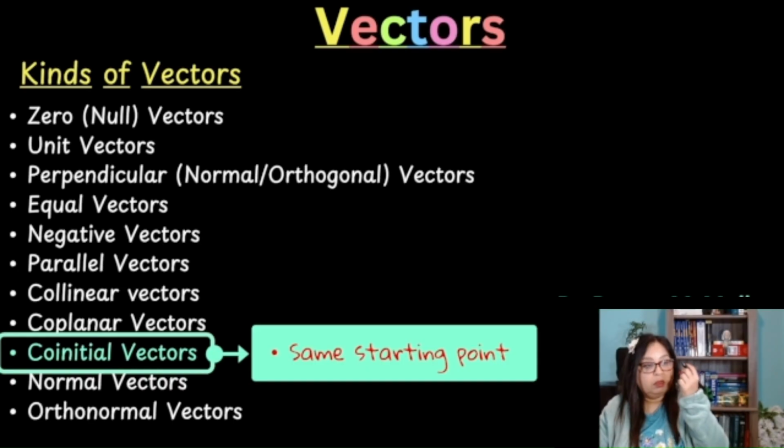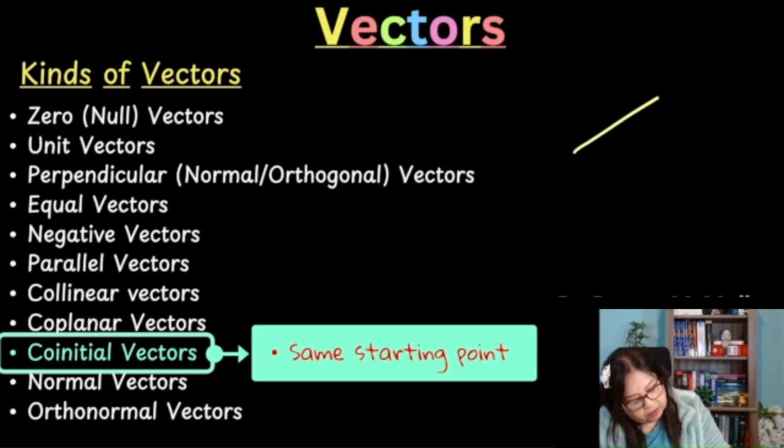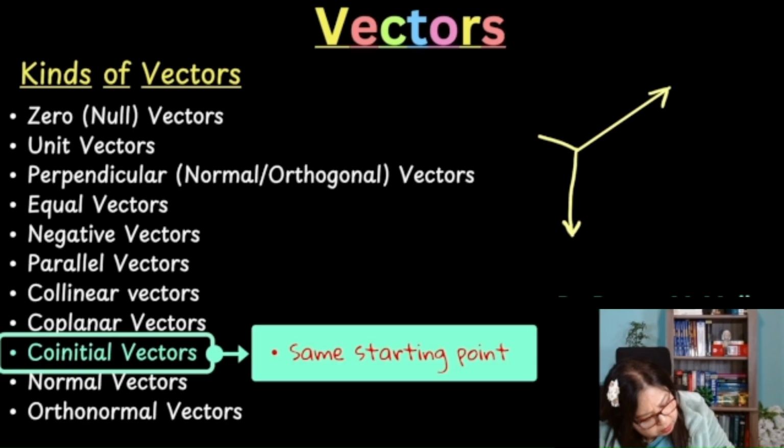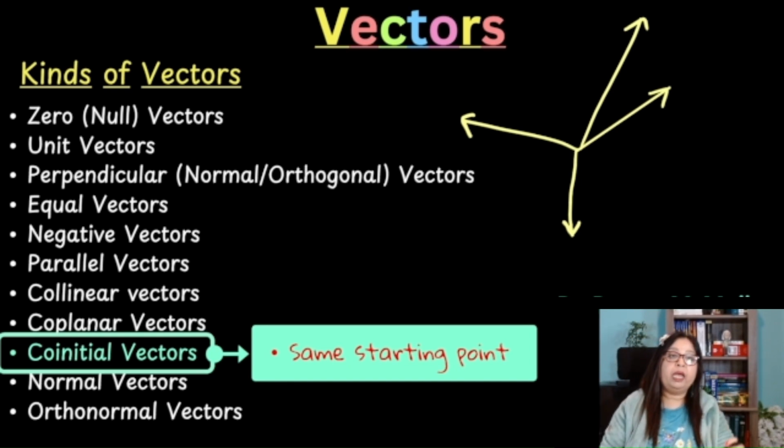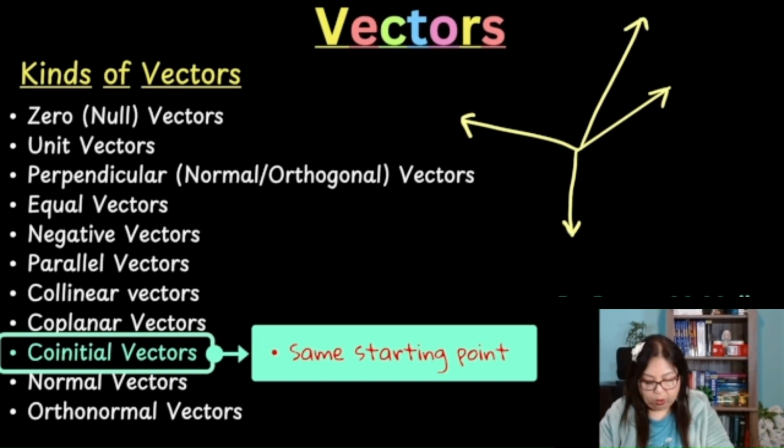Moving on, co-initial vectors. Co-initial. Initial means starting. They start at the same point. Something like this. Here's one vector. Let's begin another one at the same place. These are all co-initial vectors. They are beginning at the same point. On a coordinate frame, x, y, when all of the vectors on that plane are beginning at the origin, they will be co-initial vectors.